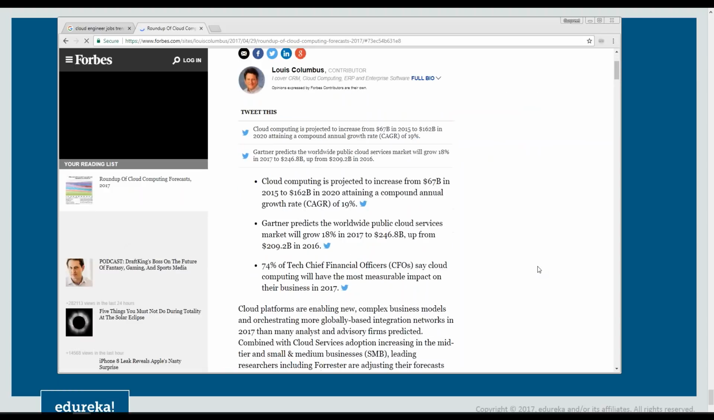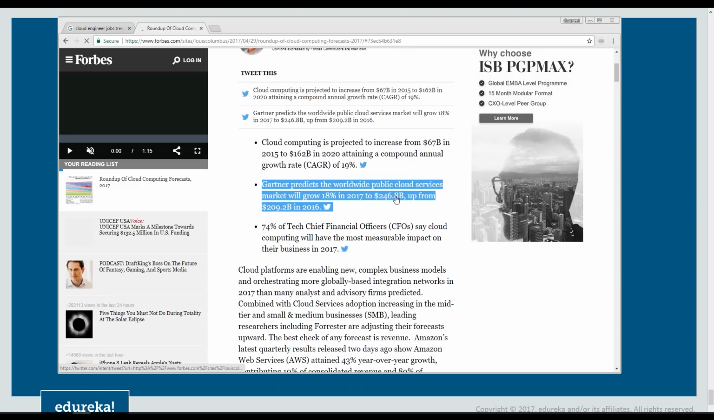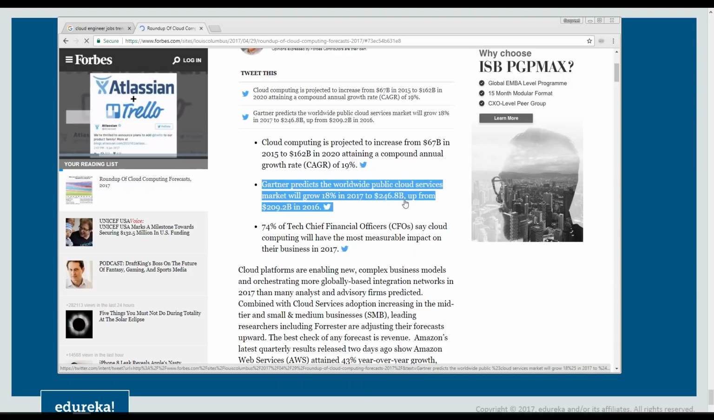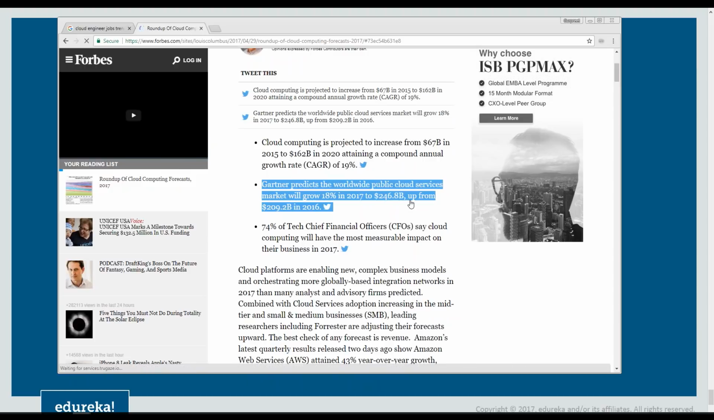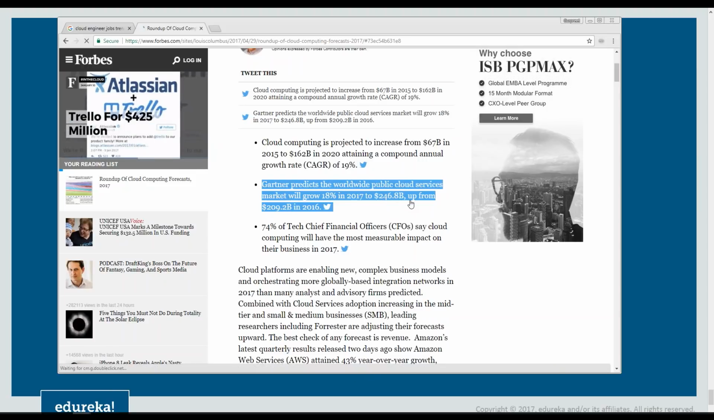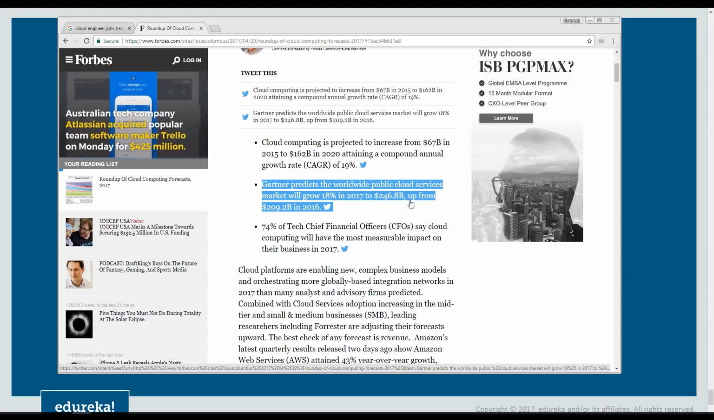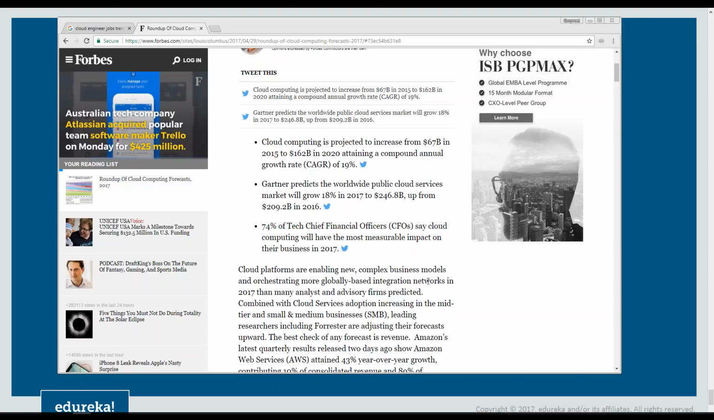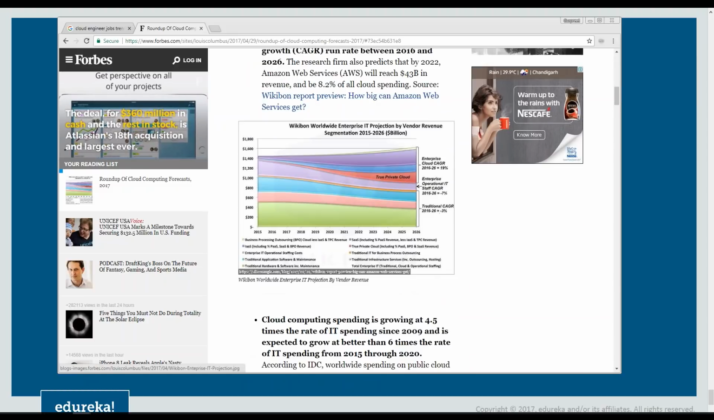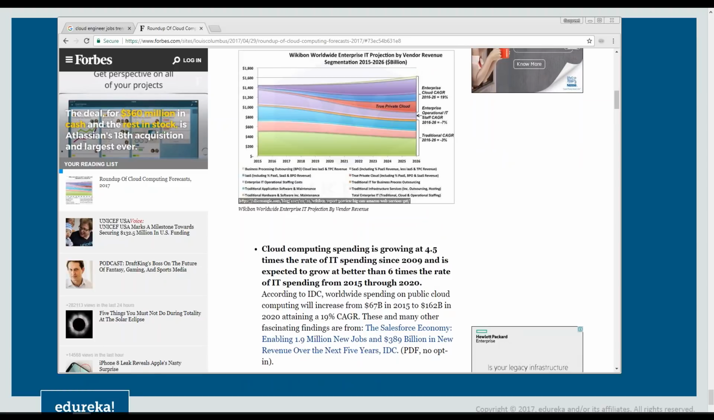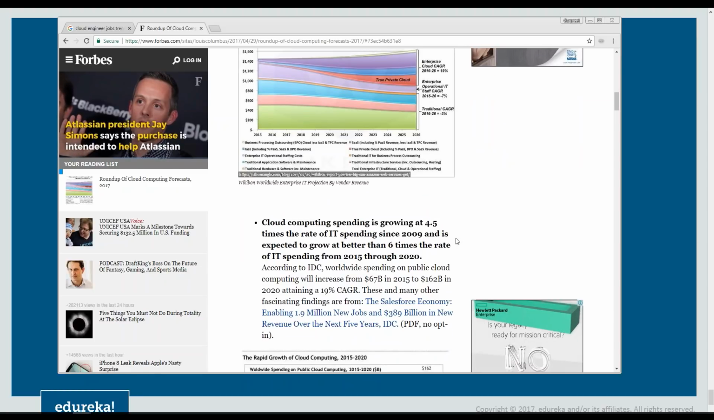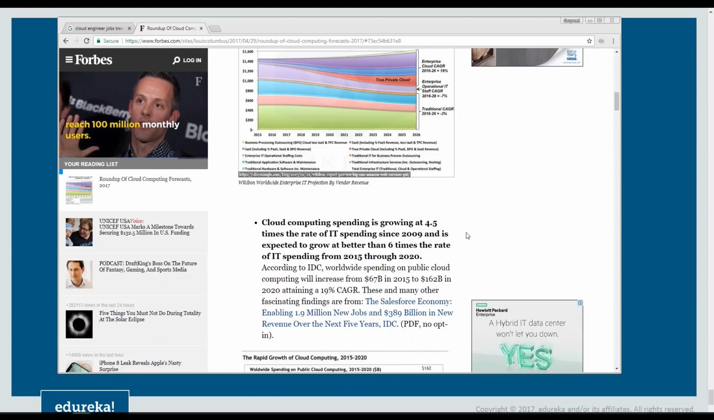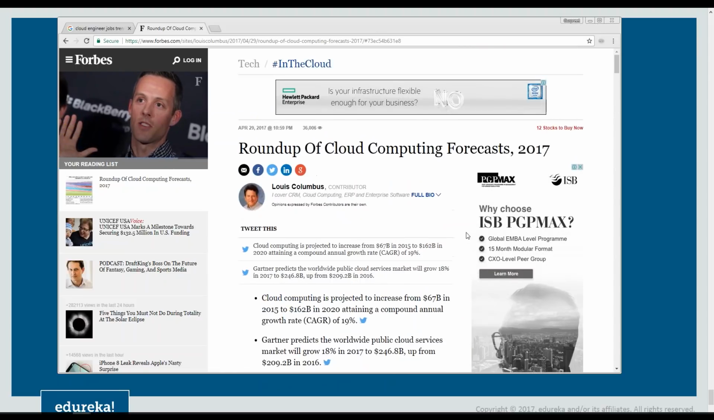Gartner predicts the worldwide public cloud services market will grow 18% in 2017. It will go from 209 billion to 250 billion, right? That's the kind of growth they are predicting, and it's growing at a very fast rate, in which you'll find that most companies are trying to utilize the cloud in one way or another, right? So there is a very good job perspective in the market for people who have exposure to the cloud, and definitely Amazon is the leader in that industry, right?